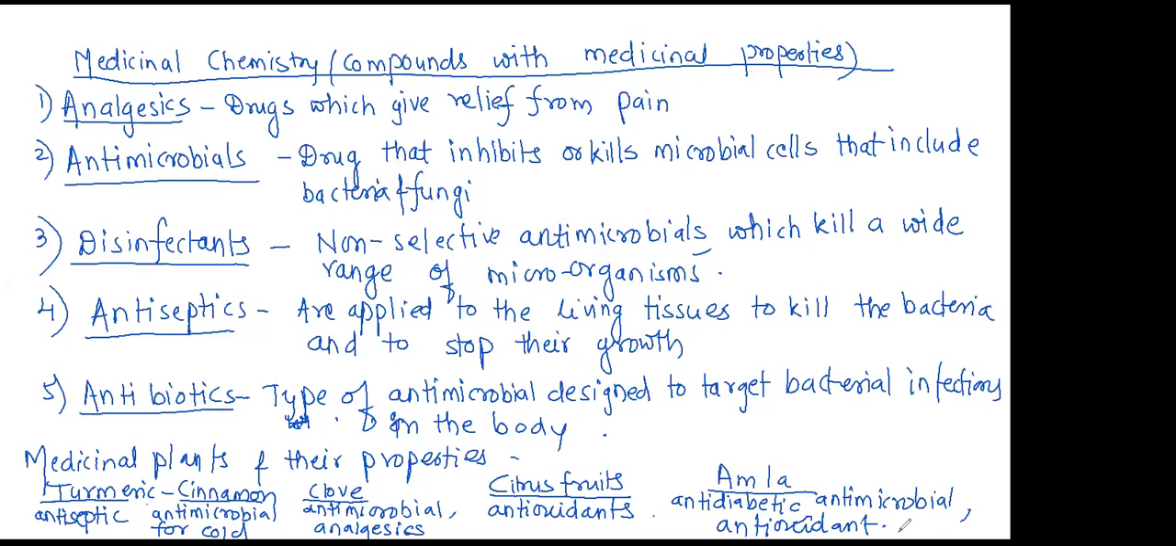So previously we have seen the chemistry of the chemicals which are used in the food industry. Now we are going to look at some chemical components which are used in medicinal chemistry. So what is medicinal chemistry? The compounds which have medical properties.